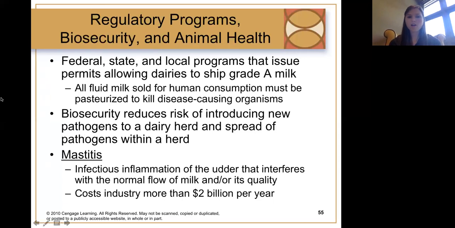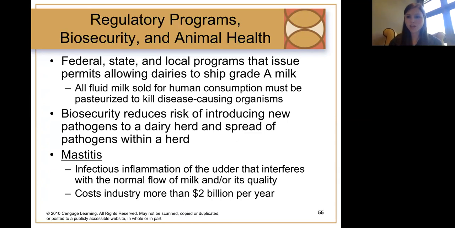So there are regulatory programs, biosecurity, and animal health things to consider. Federal, state, and local programs issue permits that actually allow dairies to ship grade A milk. All fluid milk that's sold for human consumption must be pasteurized to kill disease-causing organisms. And actually something that I've heard of lately is non-pasteurized. People that are on the organic kick are wanting non-pasteurized, although I'm not really sure why.